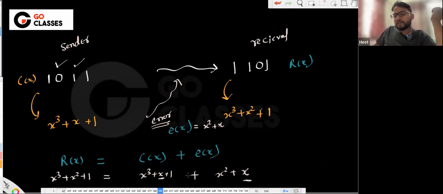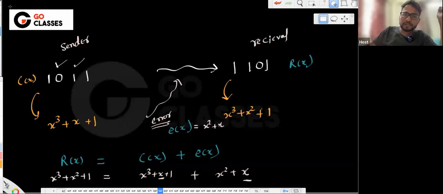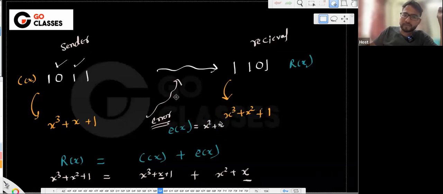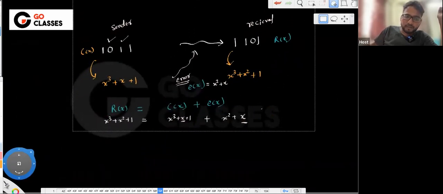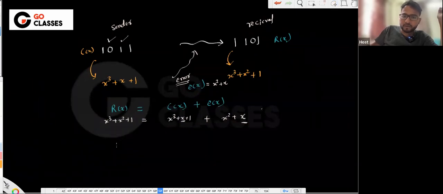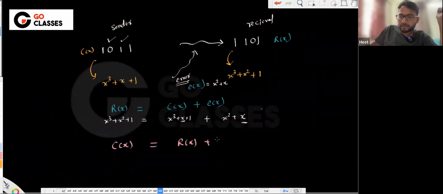So what do I mean to say? Whatever your receiving code word is and whatever you are sending at the sending side, these are related by this, which means you are adding the error. And vice versa also, you can write something like this. You can say that receiving code word plus error is just the sending code word.